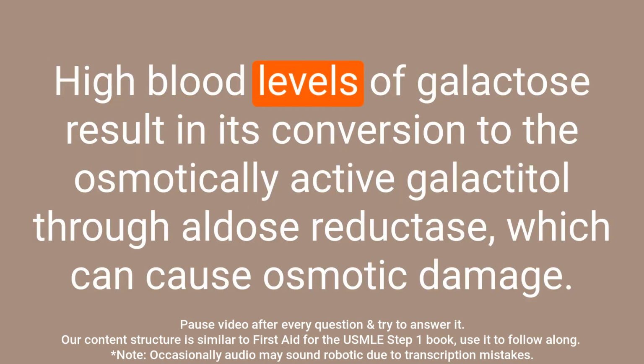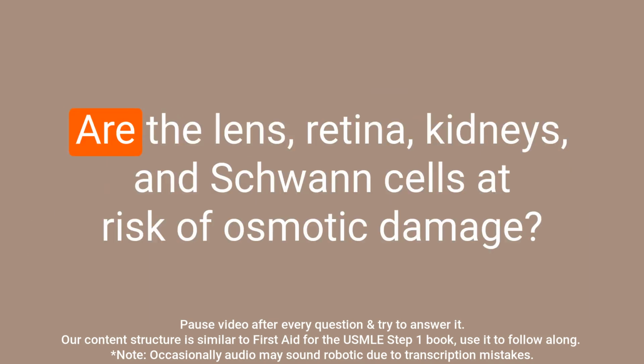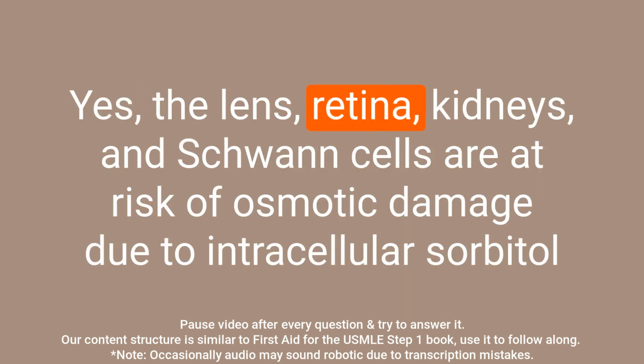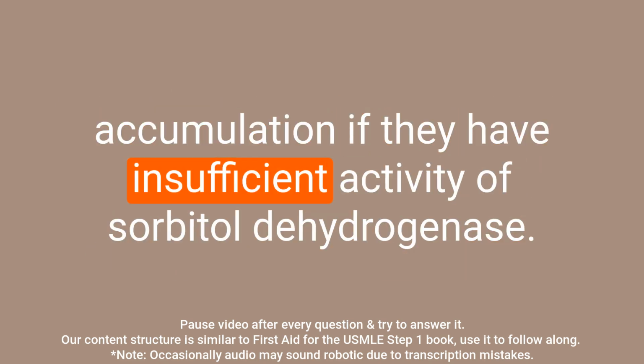Answer: high blood levels of galactose result in its conversion to the osmotically active galactitol through aldose reductase, which can cause osmotic damage. Question: are the lens, retina, kidneys, and Schwann cells at risk of osmotic damage? Answer: yes, the lens, retina, kidneys, and Schwann cells are at risk of osmotic damage due to intracellular sorbitol accumulation if they have insufficient activity of sorbitol dehydrogenase.